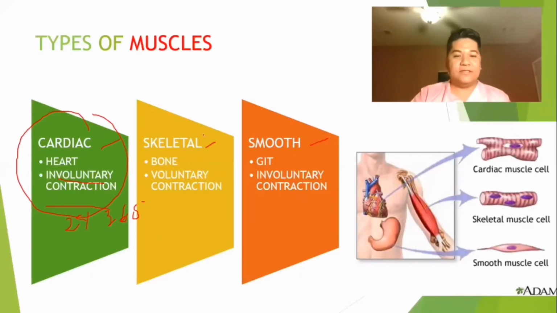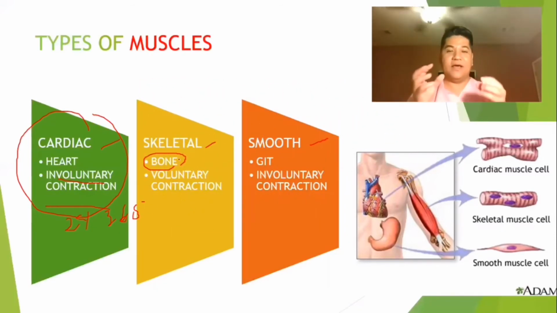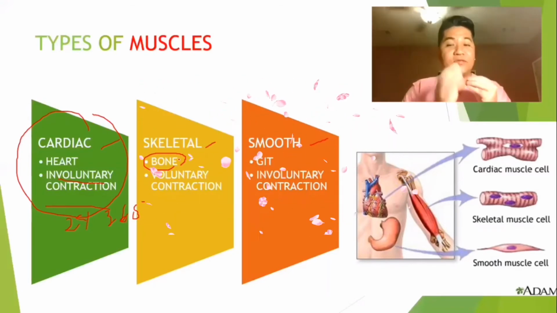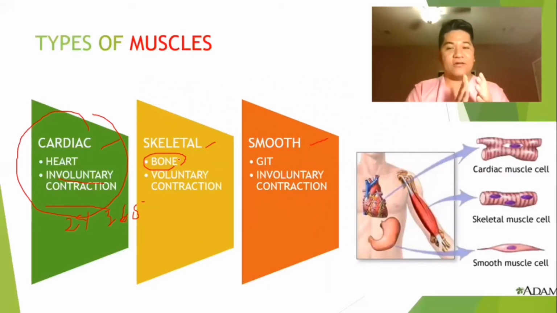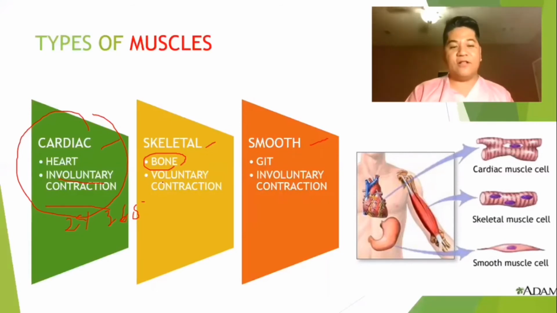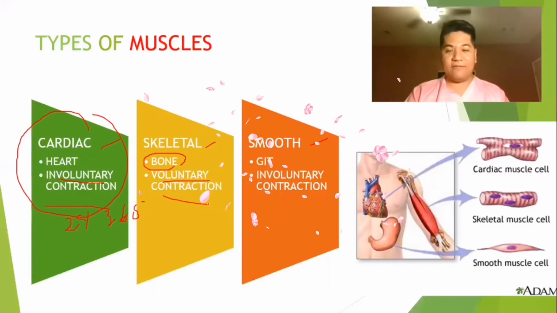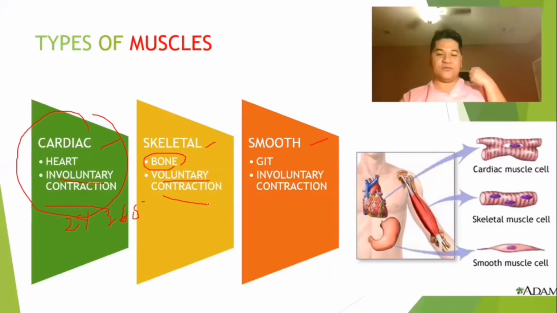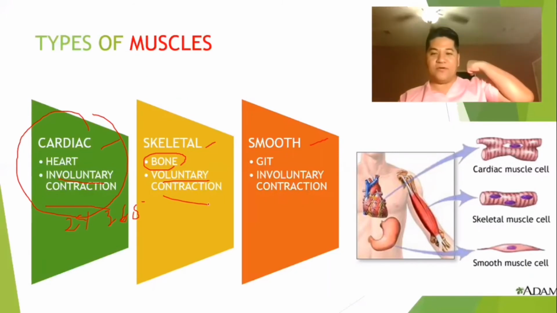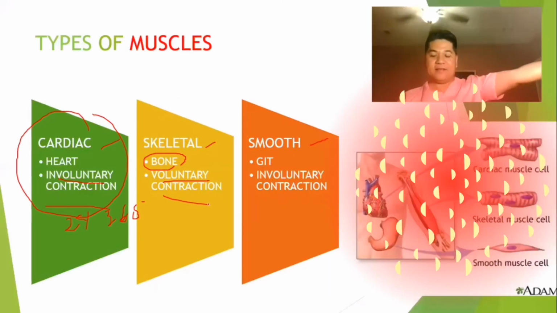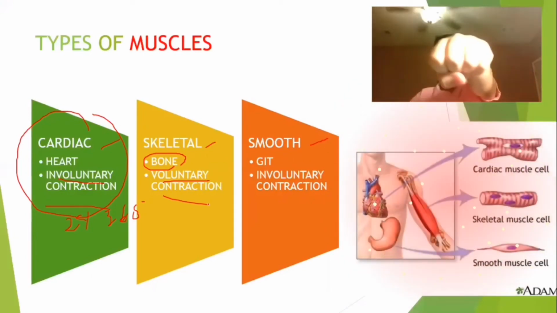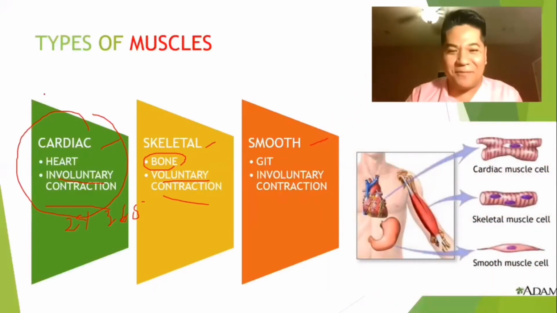Now, skeletal is the opposite, which could be found on the bone, because a muscle should have mostly the origin and insertion of the muscle. So skeletal is voluntary. We can control that. For instance, if you want to bend your elbow or extend it, or you smash through. So that is an example of the skeletal muscle.